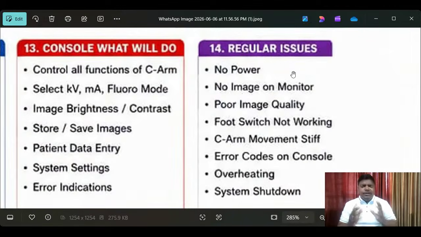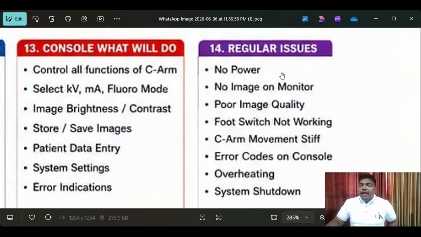And regular issues, see here. As a practical matter, what we observed, because these things are not available on any YouTube channel or Google, and seniors also may not give them to you. Only a few dedicated people give them. In India thousands of biomedical engineers are there, but there is a lack of awareness. That's why I came back here to provide you valuable information through my live sessions.